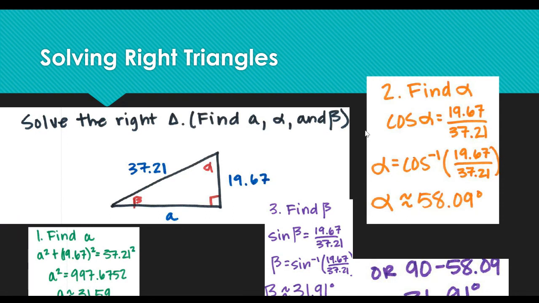All right, so that's how you solve right triangles. If you have the angle, you're not going to use this inverse. If I know that angle alpha is 58 degrees, then I could say cosine of 58 equals A over 37.21. And then I just multiply 37.21 over, and I can solve it that way. So that's another way you can solve stuff. If you have angles, you don't use the inverse. The only time you use this inverse cosine, inverse sine, inverse tangent is when you're finding angles.